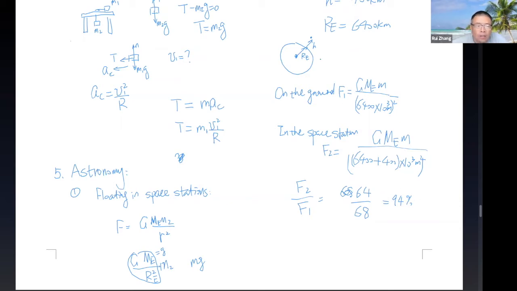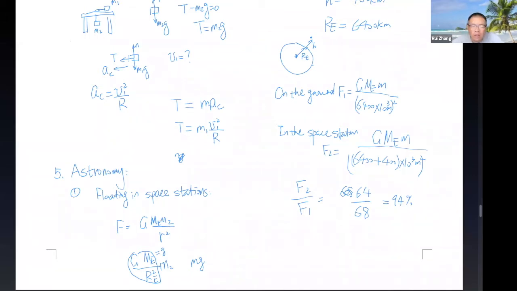So you get a little bit smaller gravitational attraction, but that's nothing. You should still have a lot of gravity there from the Earth. So that's really not the reason why everybody's floating in the air. So what is the real reason that everybody's floating in the air?